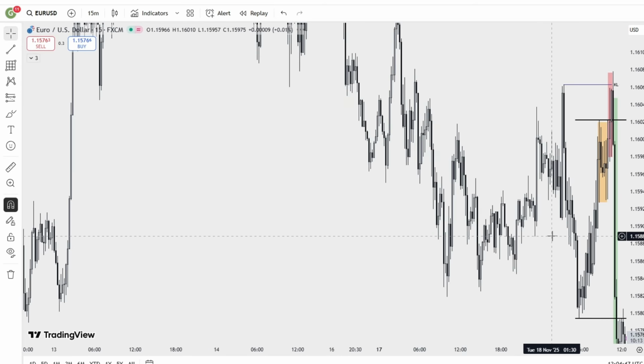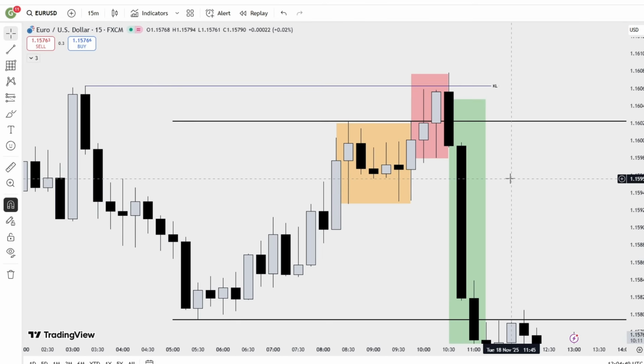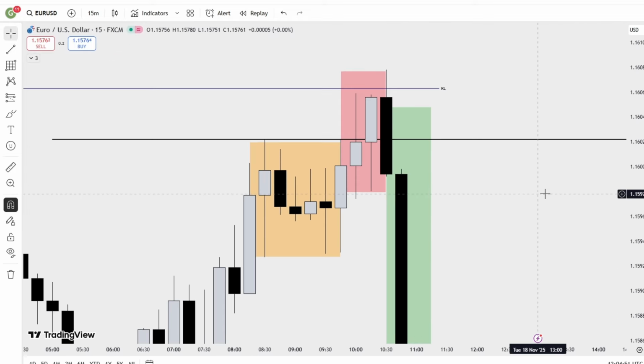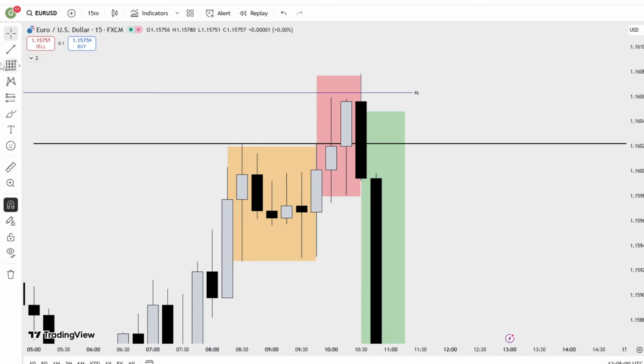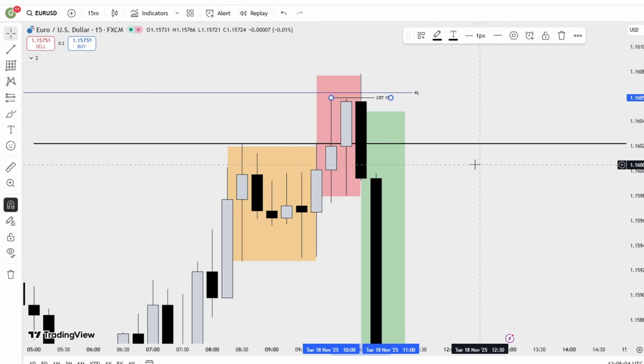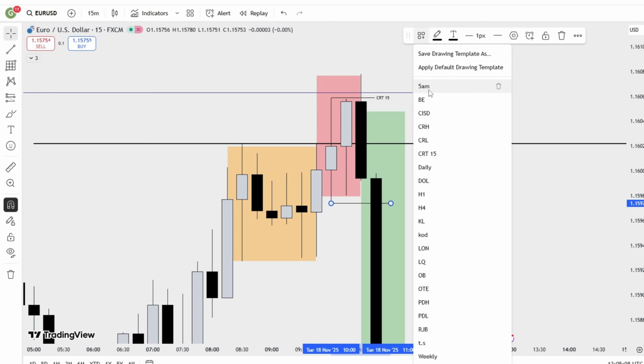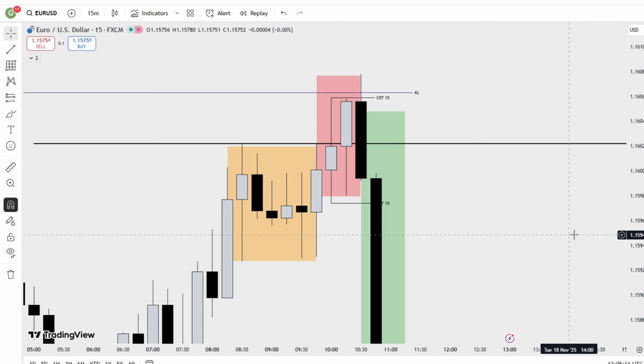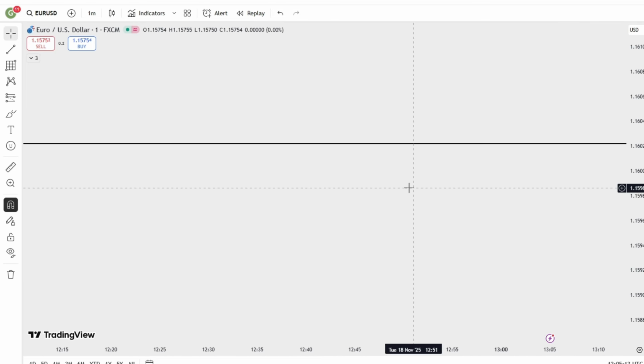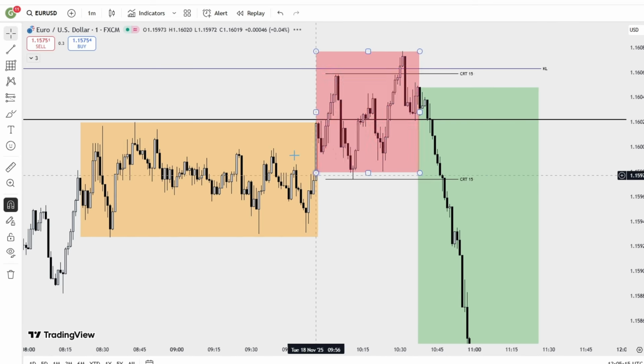Go to 15 minute. We're going to find our CRT right here. This is the candle which purged the liquidity. You get it? Candle which purged the liquidity right here. So here's our 15 minute CRT. You can mark the low as well if you want. After that, going to 1 minute time frame. So you spotted the accumulation.